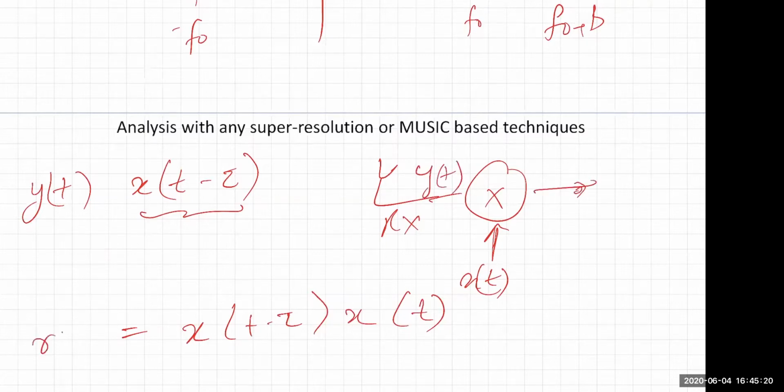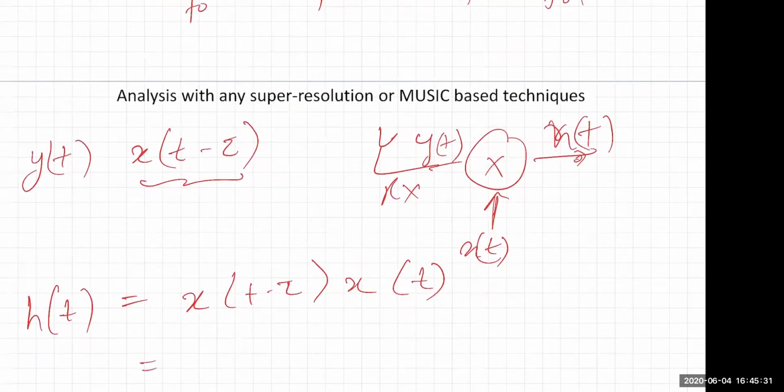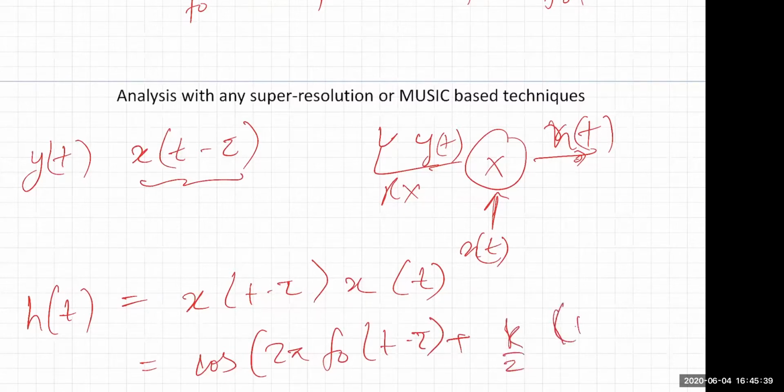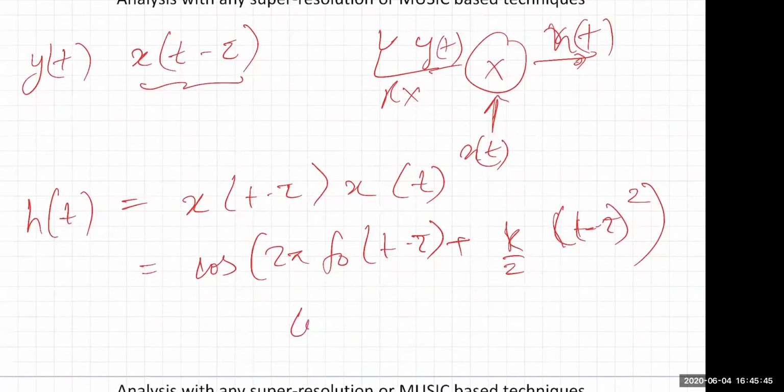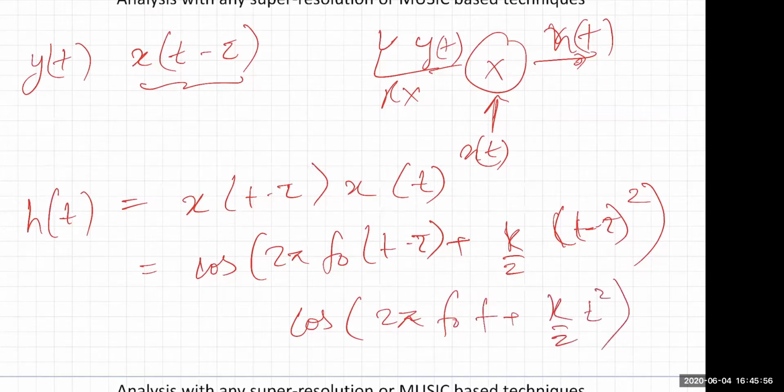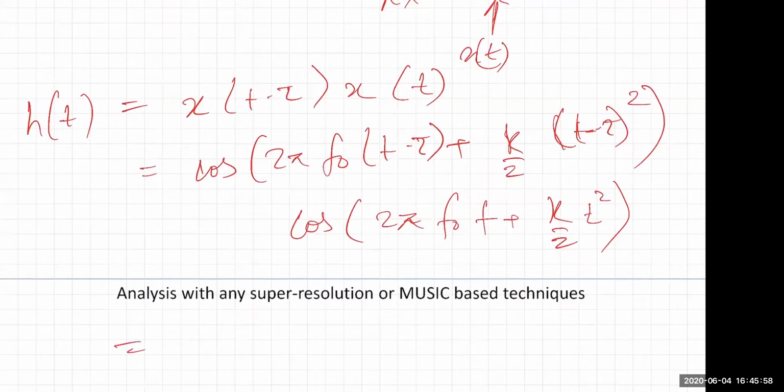Let's call it r of t, or so far we have been calling it h of t. Sorry, let's call it h of t. What is h of t? Cosine of 2 pi f naught t minus tau plus k by 2 t minus tau square, times cosine of 2 pi f naught t plus k by 2 t square. Now somebody help me with this cosine thing. What is cos A cos B?